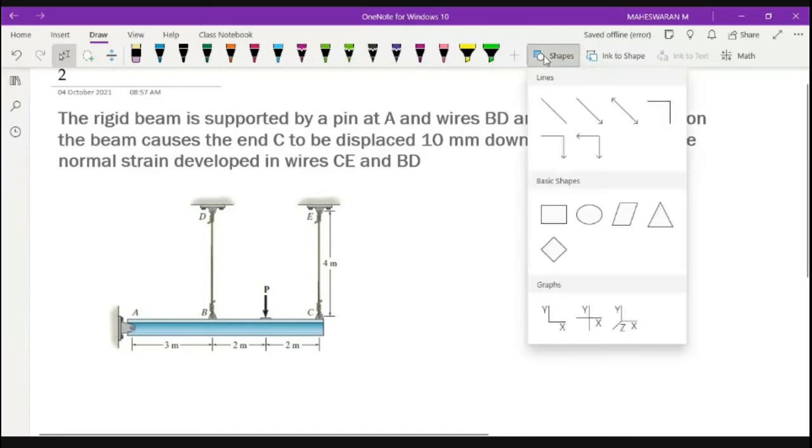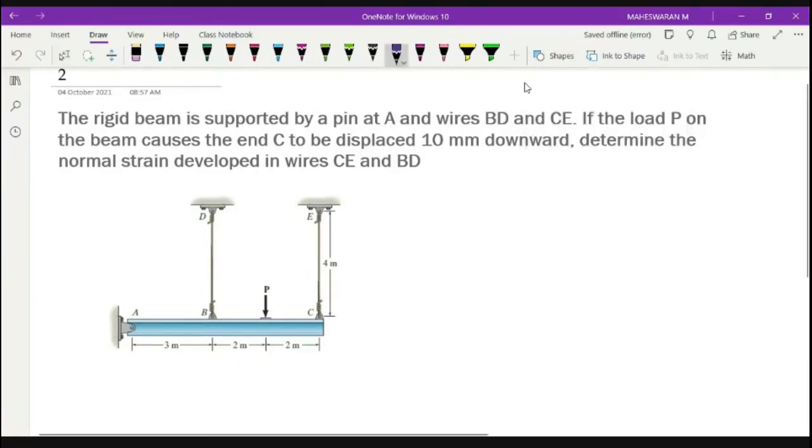So what happens here is I have a deflection. Let me consider it is deflecting like this. You can see that you have a pin support, which means it is not bending, it is just rotating. At C, the given displacement is 10 mm. They are asking what will be the strain at CE and BD.